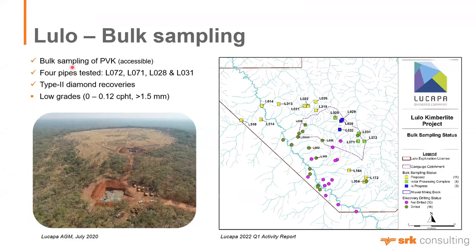And so they can do that because this is accessible. It's not sitting underneath hundreds of meters of sand. So far, they've tested 4 pipes. I think they're shown as initial processing complete in green on this image over here. These light green ones, those are the ones they've tested. They have recovered type 2 diamonds, but they have very low grades at this time.